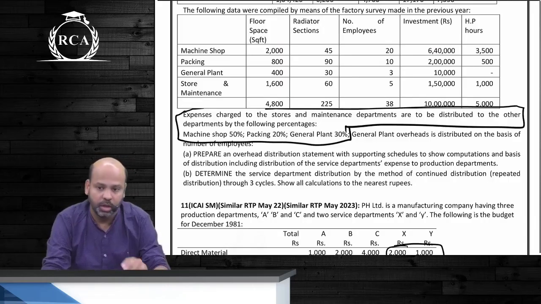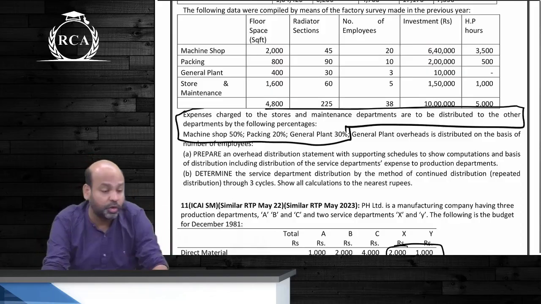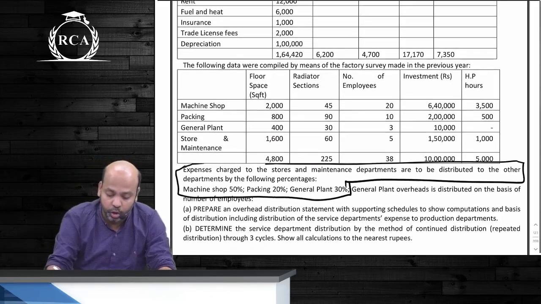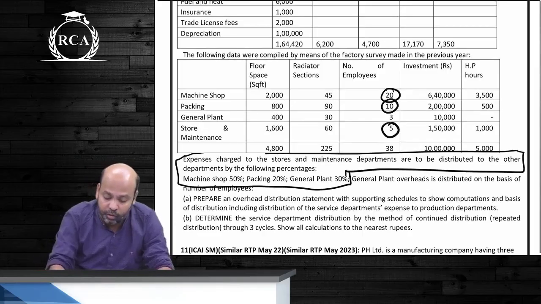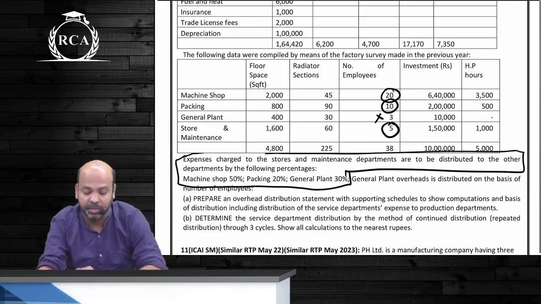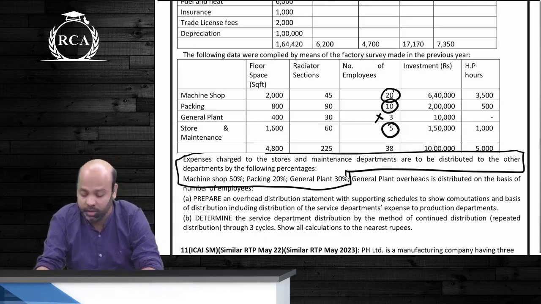Reciprocal. The first service department is rendering service to the other service department, guys, and when you reapportion general plant overheads, you are doing it on the basis of number of employees. You will do it in the ratio of 20, 10 and 5. You will obviously ignore the number of employees of general plant and apportion it only to the other departments, which will be 20, 10 and 5.